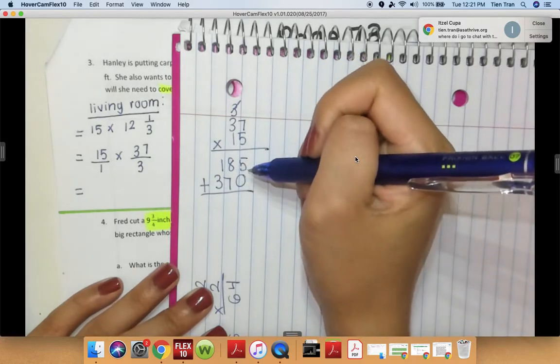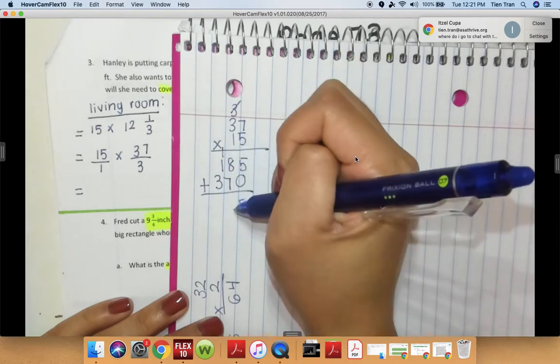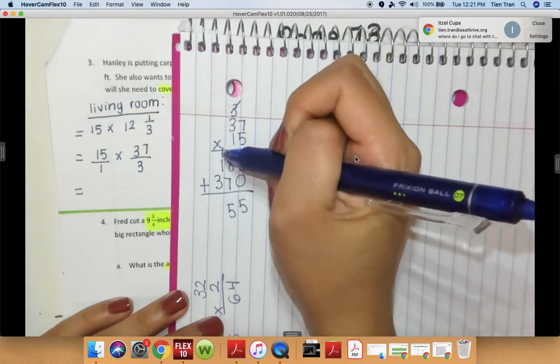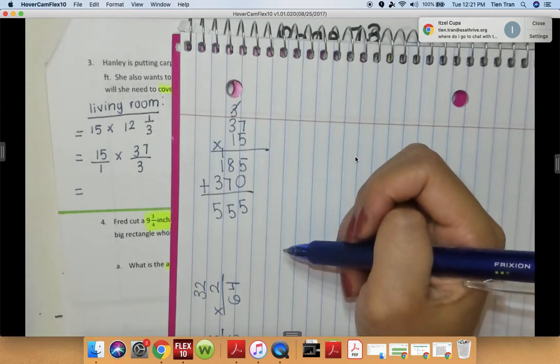I'm going to add everything together now. 5 plus 0 is 5. 8 plus 7 is 15. 3 plus 1 plus 1 is equal to 5. So I have 555.